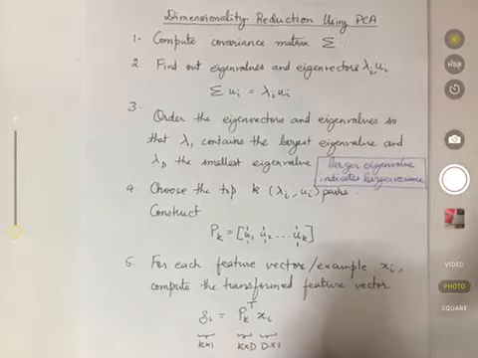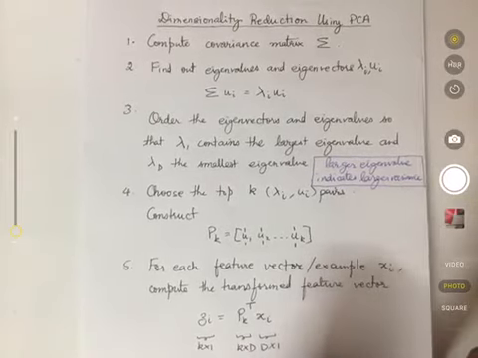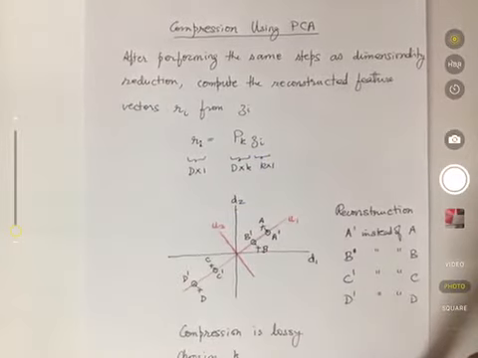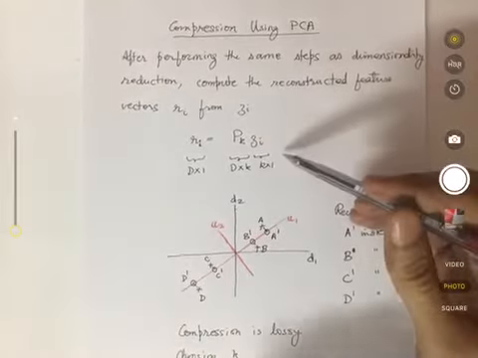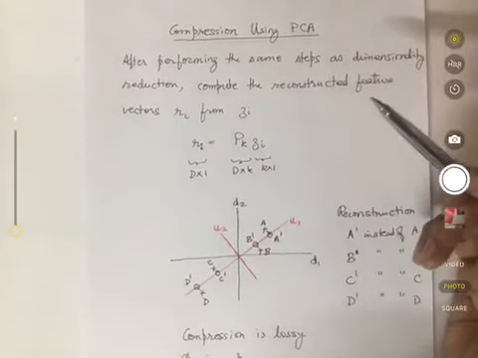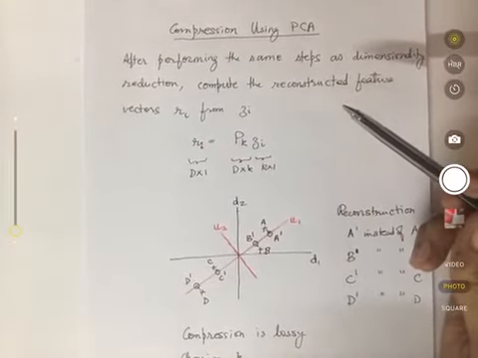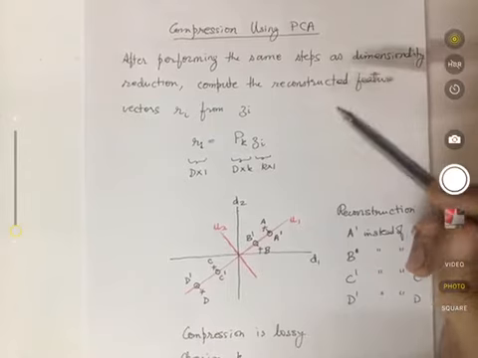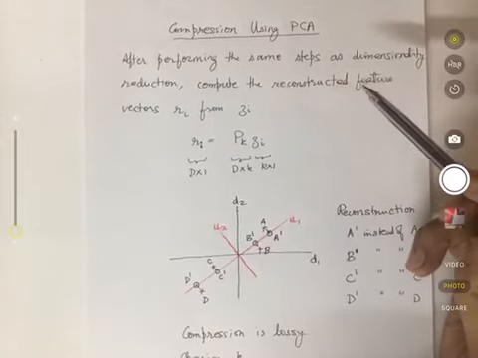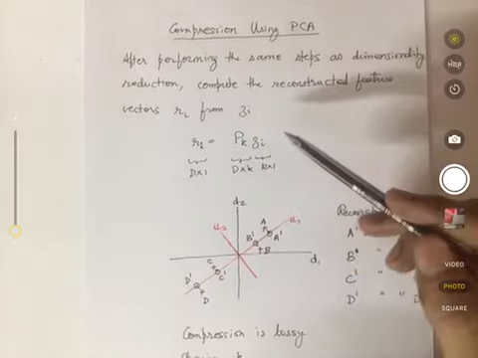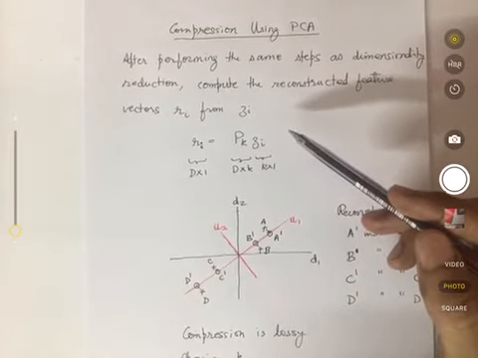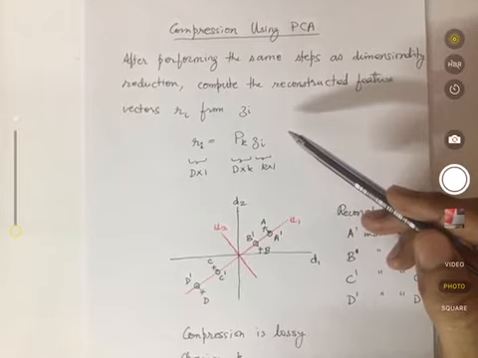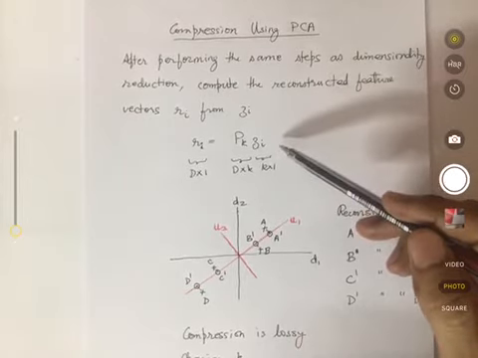Now let's take a look at how compression can be achieved. It should be borne in mind that this kind of compression is lossy, meaning that you don't recover exactly the original data, but there is some loss in the data. So how would you go about it? You would perform the same steps as dimensionality reduction, and so your zi would correspond to your compressed set of features. But for compression, you need to recover the original data. So how would you do that?